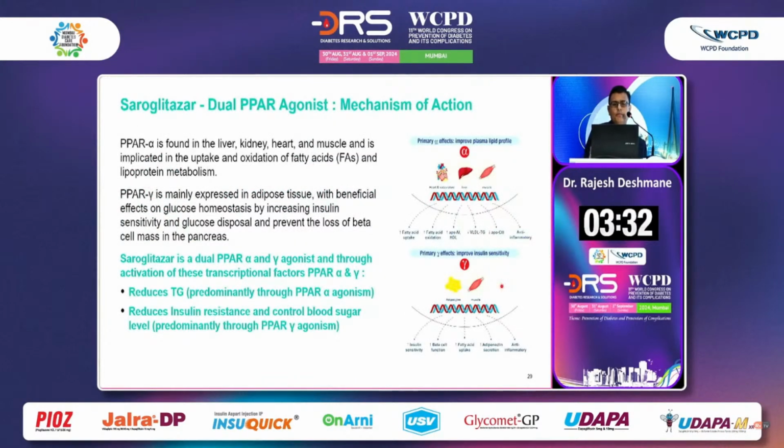What is saroglitazar? It is a dual PPAR agonist. PPAR alpha, we know, is found in the liver, kidney, and heart, and it has a very important role in uptake and oxidation of fatty acids, whereas PPAR gamma is seen on adipose tissue and is very important for glucose regulation and insulin resistance. So saroglitazar is a dual PPAR alpha-gamma agonist. Alpha activity is almost 70 to 80%, and PPAR gamma activity just 20 to 25%. PPAR gamma activity is for the insulin resistance benefit, and PPAR alpha activity is for the triglyceride benefit. So both activities are there.